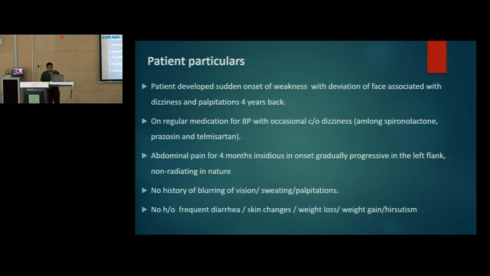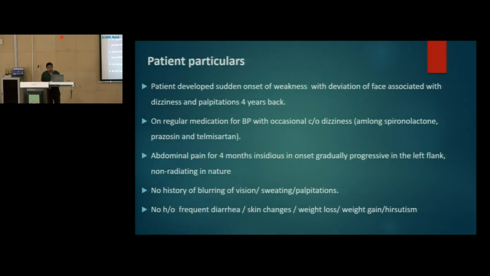In the past history, patient had history of sudden onset of weakness with deviation of face associated with dizziness and palpitation episode 4 years back. For that, she took treatment at the outside local hospital where she was started on antihypertensives and her symptoms resolved after 10 days. She didn't undergo any workup for that. And this time she presented for abdominal pain.